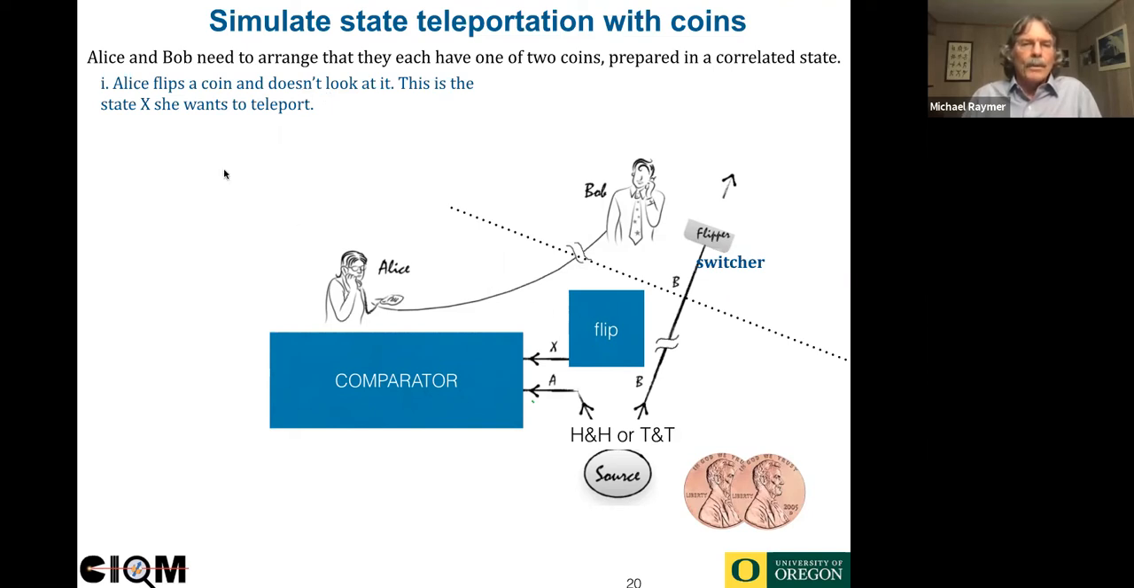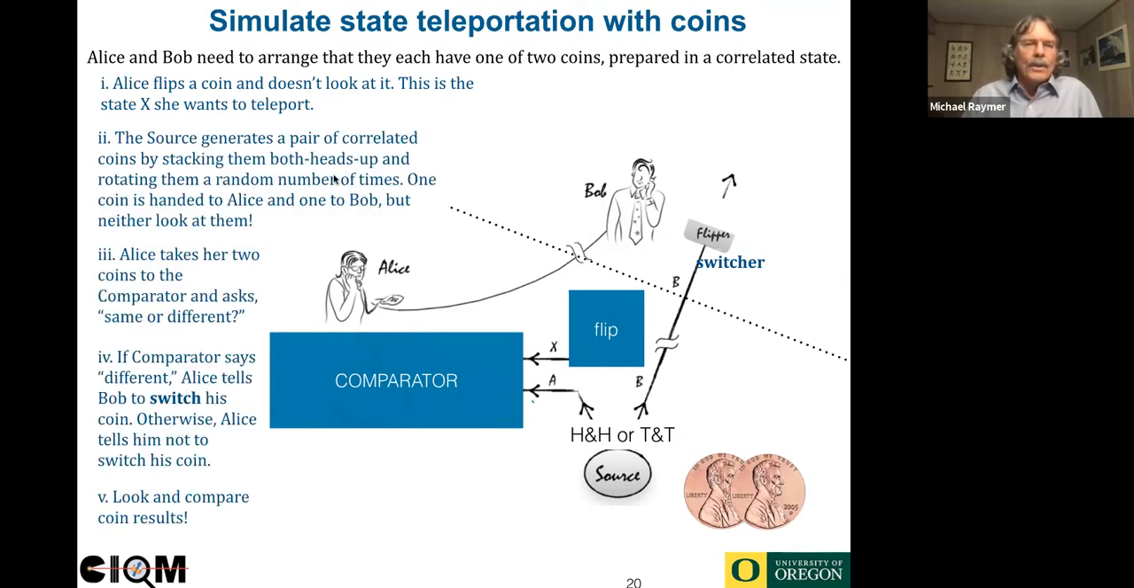The professor flips the coin, okay. The source generates a pair. This is what I just said. Alice takes her two coins and the comparator tells her, because it's a nice machine, it says these two coins are the same, or it tells her these two coins are different. If the comparator says different, Alice tells Bob to switch his coin. Otherwise, Alice tells him not to switch his coin. Now, Bob looks at the coin.